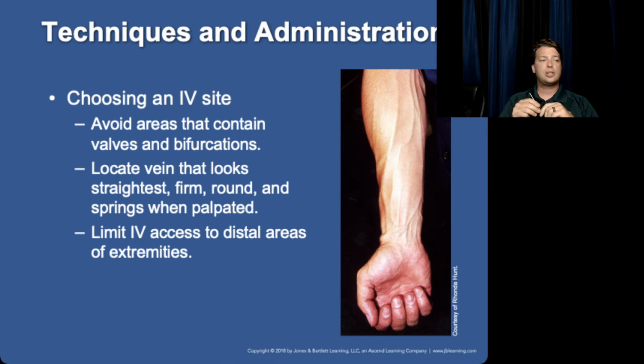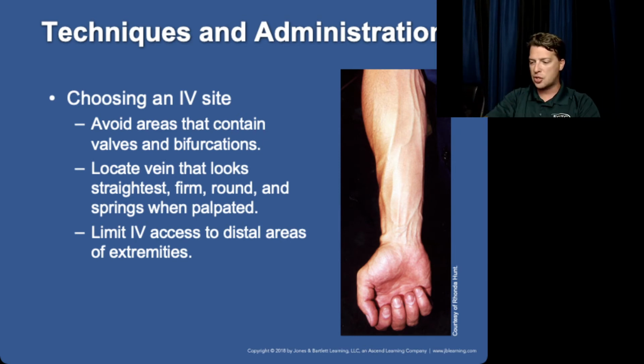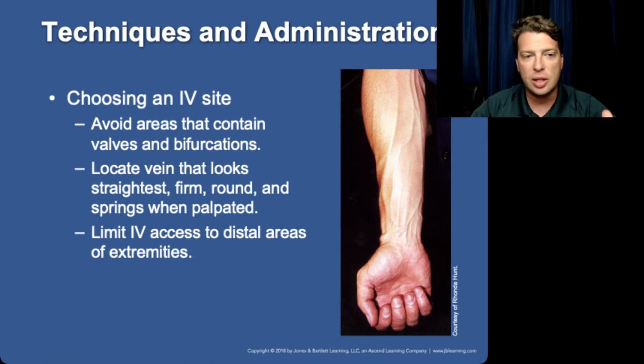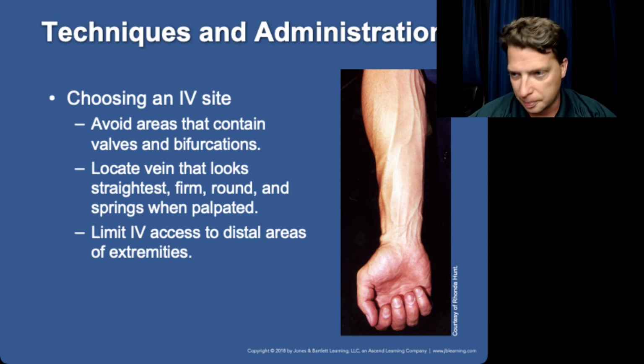So we should always choose to establish our IVs as distal as possible. That way, if something goes wrong on that site, we can always move more proximal. We start distal and then we move proximal. Back of the hand, side of the wrist. These are really good locations. You want to think, where is it going to be comfortable for the patient in the long term? Maybe the back of the hand or the wrist hurts a little bit more to start it there, but it's going to hurt a lot less in the long run because it's not going to move and pinch every single time they move their arm. So consider that when you're trying to pick your IV sites.